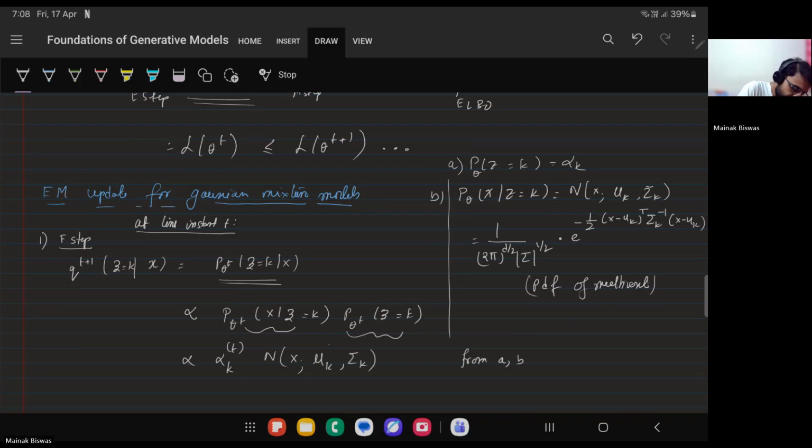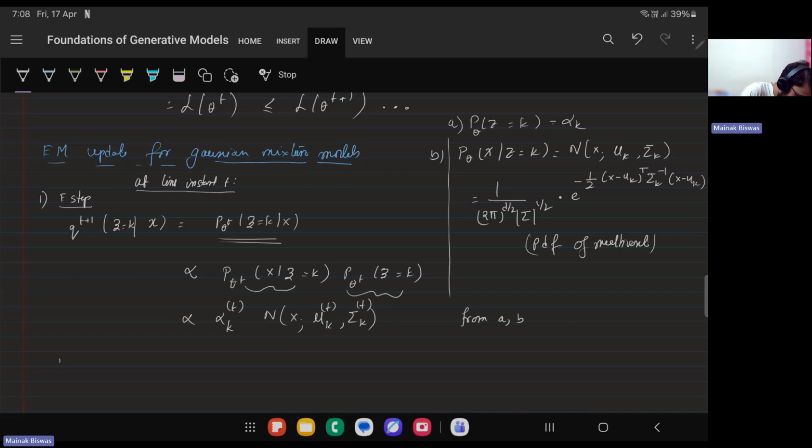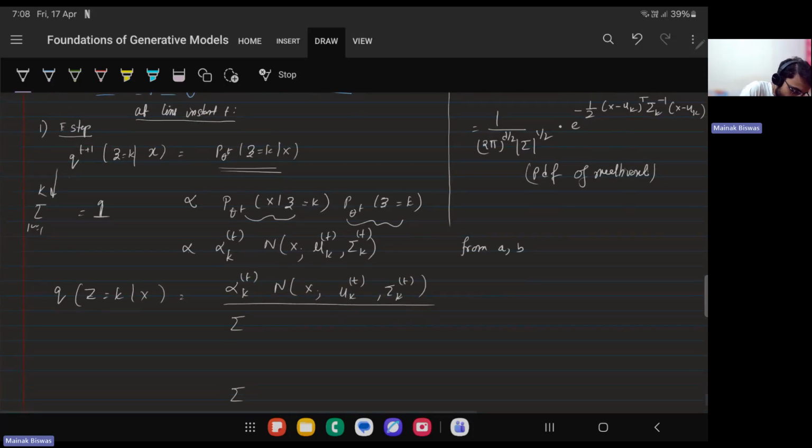Now you must remember that the probabilities must sum to 1. If the probabilities must sum to 1, this summation from K equal to 1 to capital K should be equal to 1, and therefore you can just normalize this as follows. This is very simple. You just get a weighted normalization of the Gaussians.